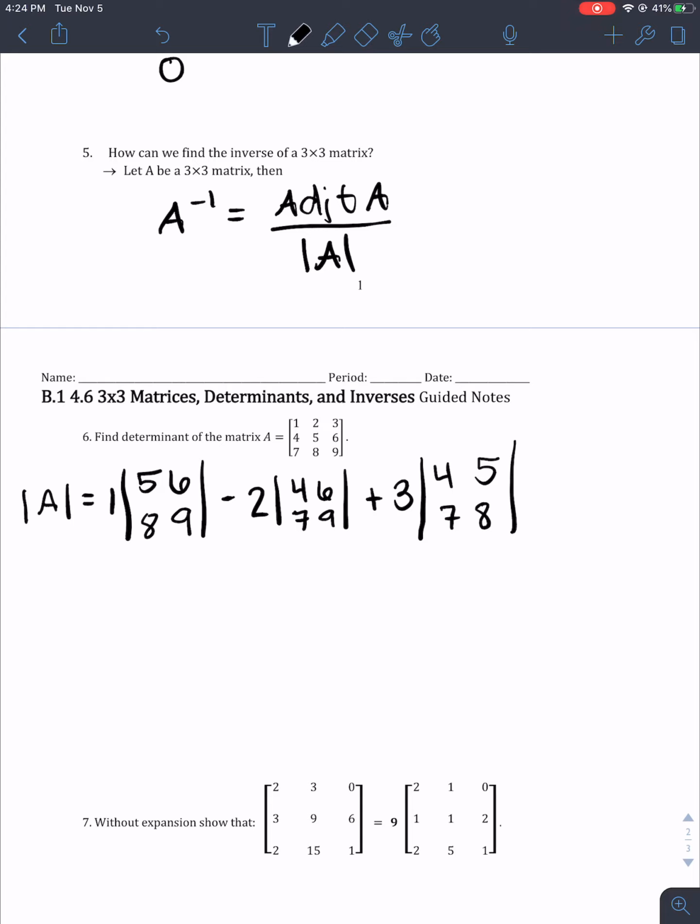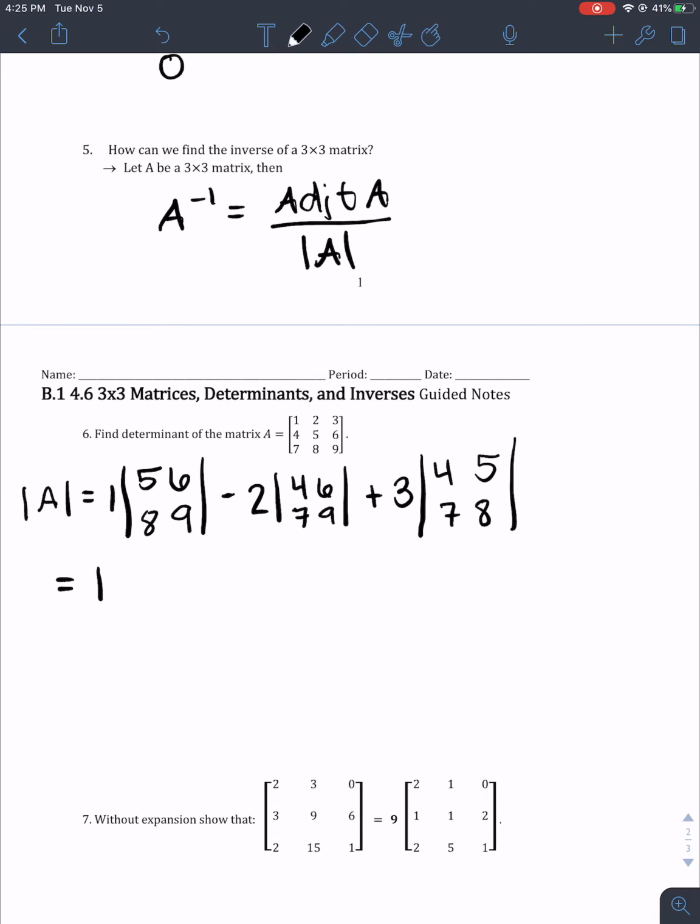I expect to at least see this much, but I assume that you'll need to show some more work than that. So now we're going to use these 2 by 2 matrices to find the determinant. We're going to take 1 times the quantity 5 times 9 is 45, minus 6 times 8 is 48. And then we're going to do this one: 2 times the quantity 4 times 9 is 36, and 6 times 7 is 42. Then we're going to add 3 times 4 times 8 is 32, and 5 times 7 is 35.